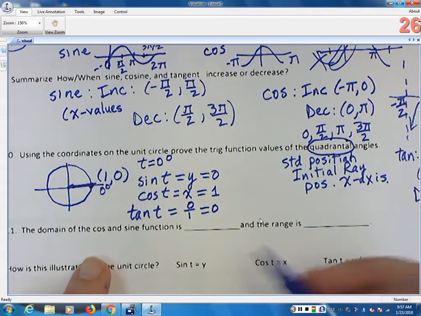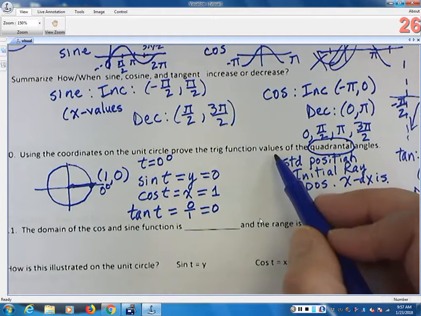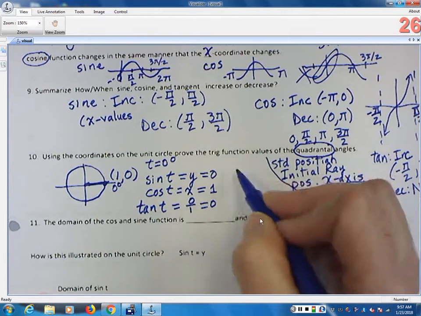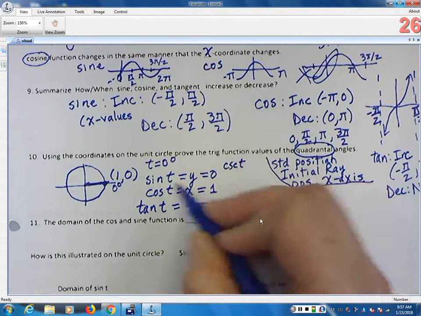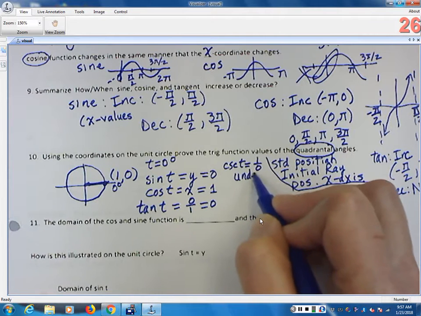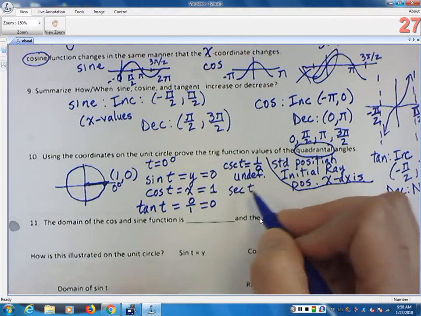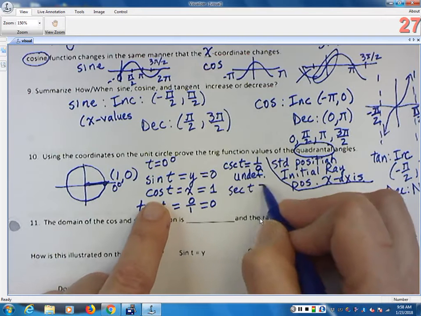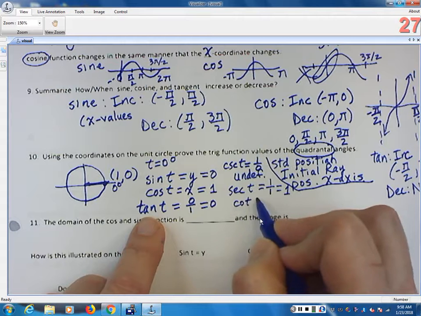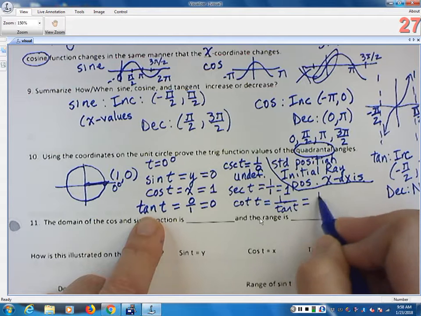And then you take 1 over these to find the rest. So cosecant t, I've run out of room. Cosecant t is 1 over sine is 1 over 0, that's undefined. Secant t, you gotta memorize that, is 1 over cosine, is 1 over 1, is 1, and cotangent is 1 over tangent, and that's 1 over 0 undefined.